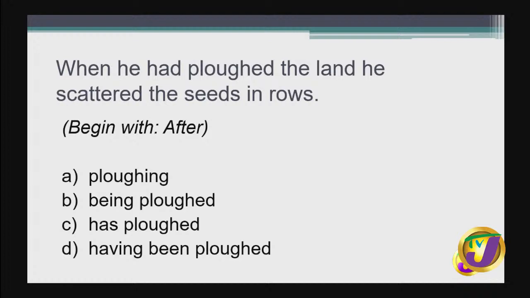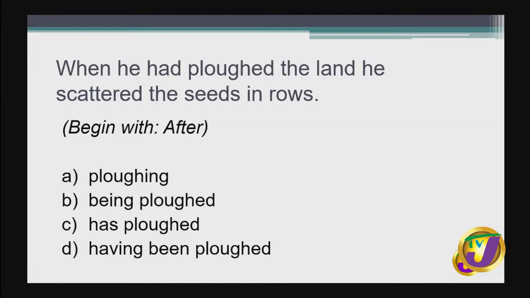Our next one. When he plowed the land, he scattered the seeds in rows. Many of us have been doing some amount of farming during this period here, so we can understand this. Now, instead of starting with when, you're going to start with after. So you can't say after he had plowed.